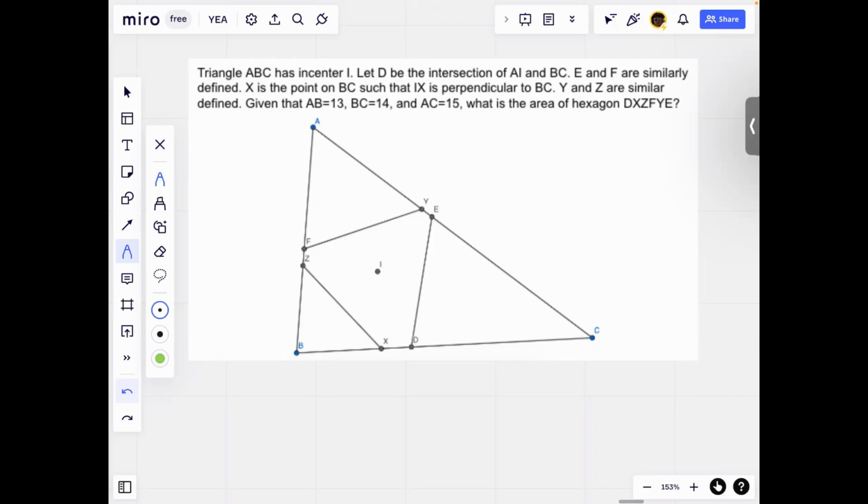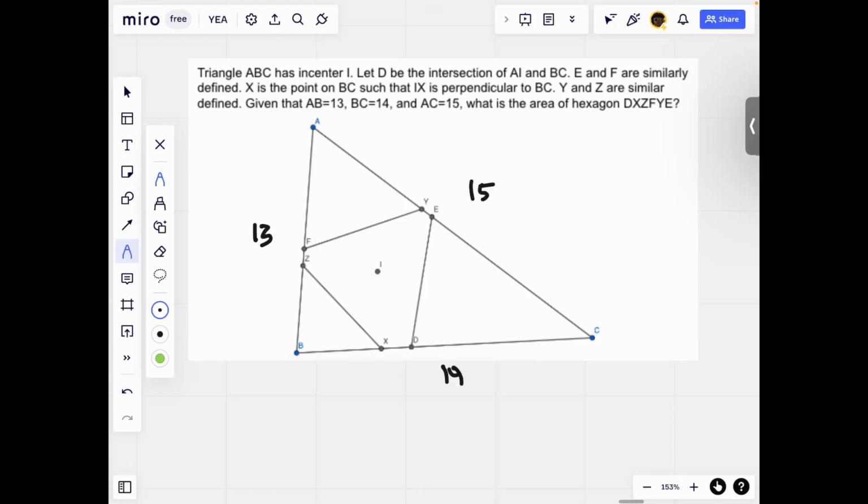Given that AB is equal to 13, BC is equal to 14, and AC is equal to 15, what is the area of DXFYE? So first, we want to find the side lengths. So we know AB is 13, BC is 14, and AC is 15.